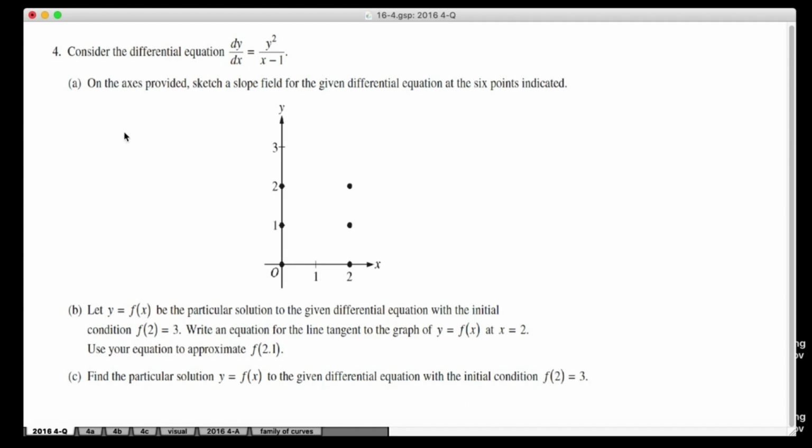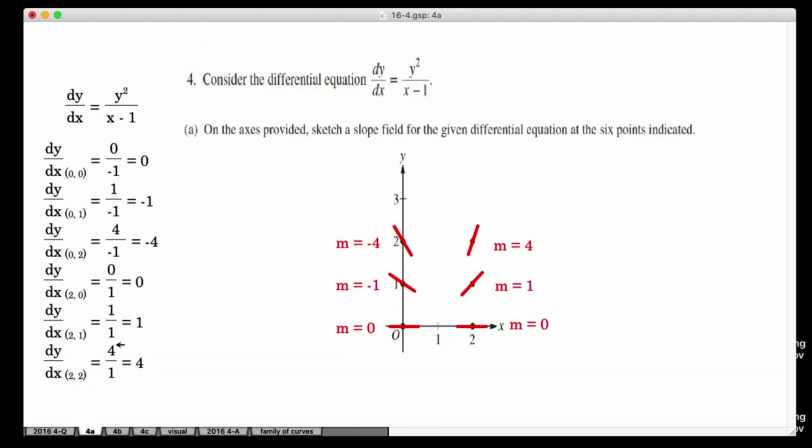Okay, they say consider the differential equation. So this is a slope equation. It says dy/dx, so that's a derivative, that's a slope equation. And it says on the axis provided, sketch the slope field for the given differential equation at the 6 points indicated, just at those 6 points that they have there. Okay, so let's go do that part.